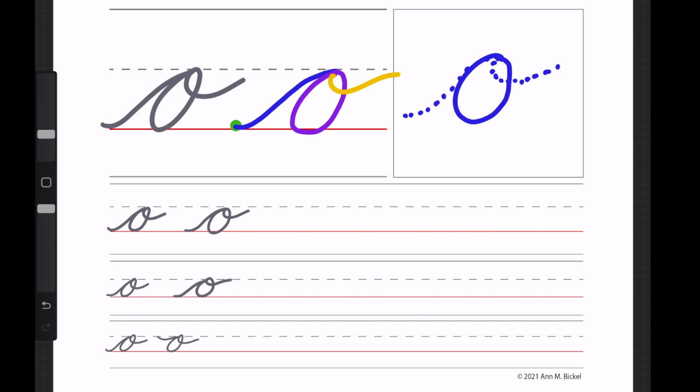And I also want to point out to you that sometimes you come into an O from a letter that ends a little bit higher, a little closer to that dotted line, and sometimes you come into an O from a lower point. So we're going to write two words for O.